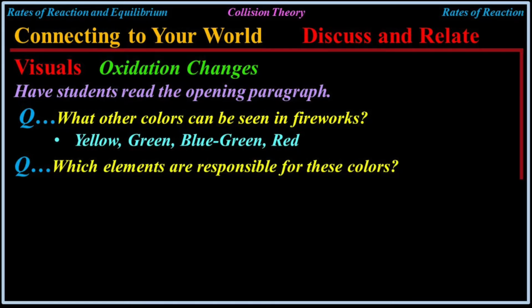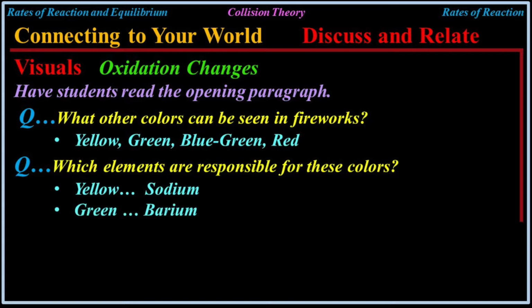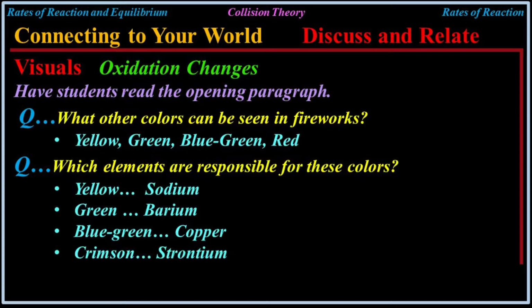Which elements are responsible for these colors? This is fascinating. So yellow would be sodium. We did this in a flame test earlier in the year, if you'll recall. Green would be barium, kind of a pale green, actually. Blue-green would be copper. More of a true green than a blue-green. Crimson, very striking. Crimson is strontium.